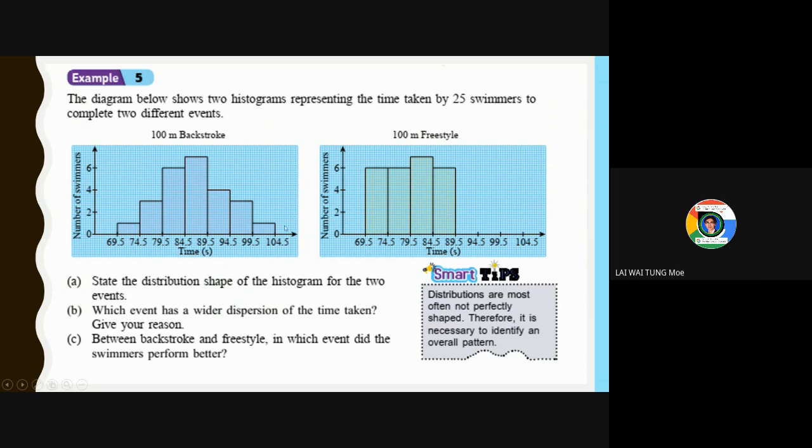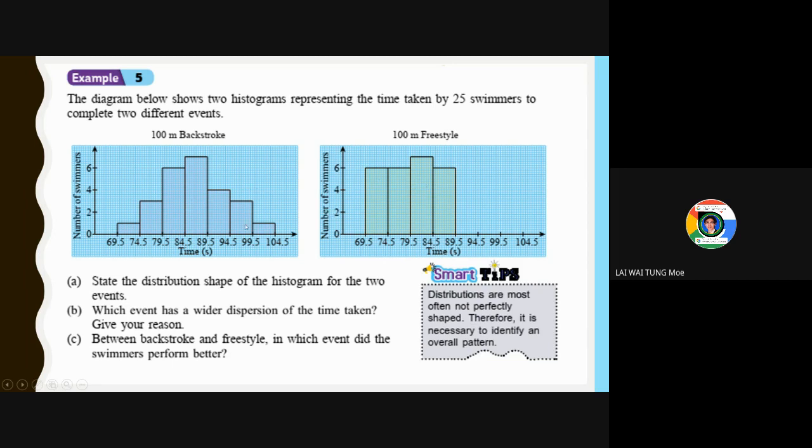If the difference is larger for, let's say, backstroke, then we can say that the dispersion in this event is larger compared to freestyle. Or the opposite, if you find out that the difference between the longest time taken and the fastest time taken is larger in freestyle, we can say that the dispersion for freestyle is larger compared to backstroke.